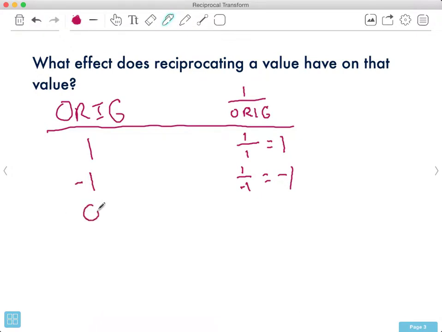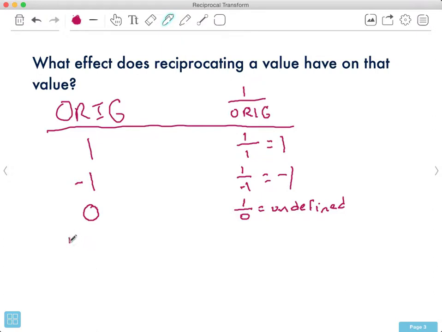Reciprocating the number 0 has an important effect. When you reciprocate 0, you get 1 over 0, which is undefined. This will lead into asymptotes in our graph if we have any y values of 0 present in the original graph. For any other value, it's just important to look at how numbers behave.